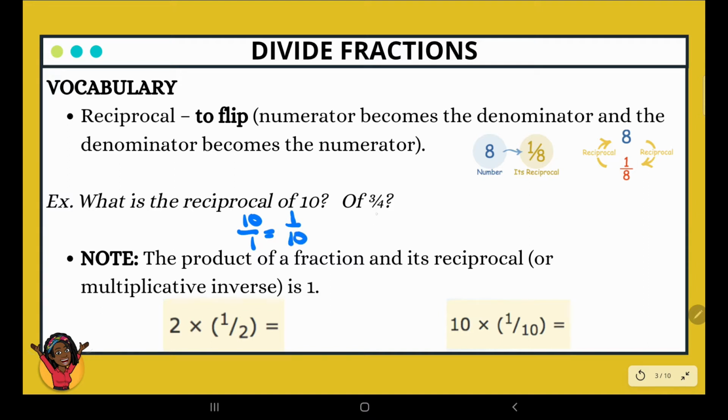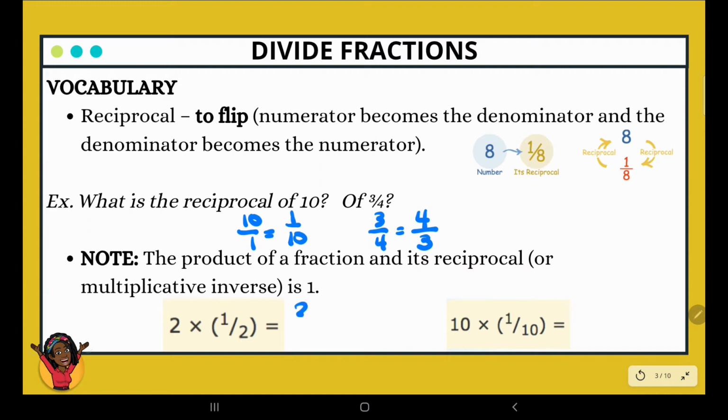What is the reciprocal of 3/4? We would flip the numerator and the denominator, which would be 4/3. Note that the product of a fraction and its reciprocal are multiplicative inverses. What that means is that a number times its reciprocal would be equal to 1.